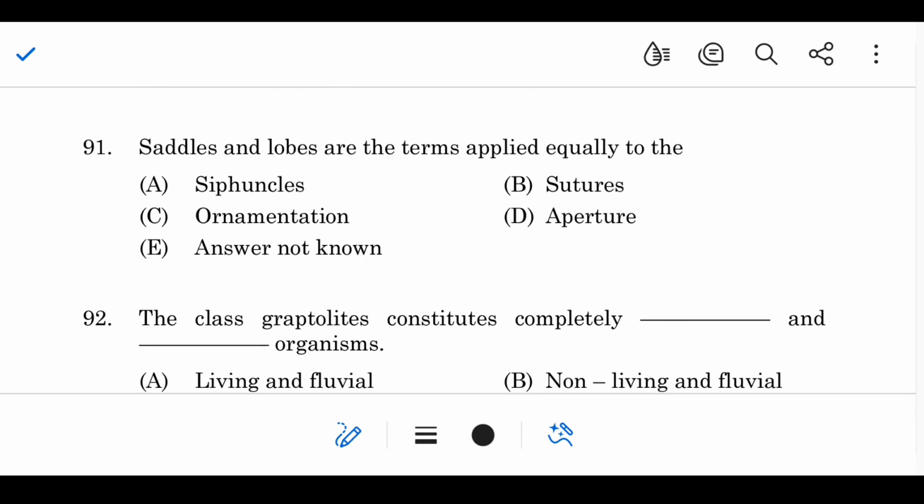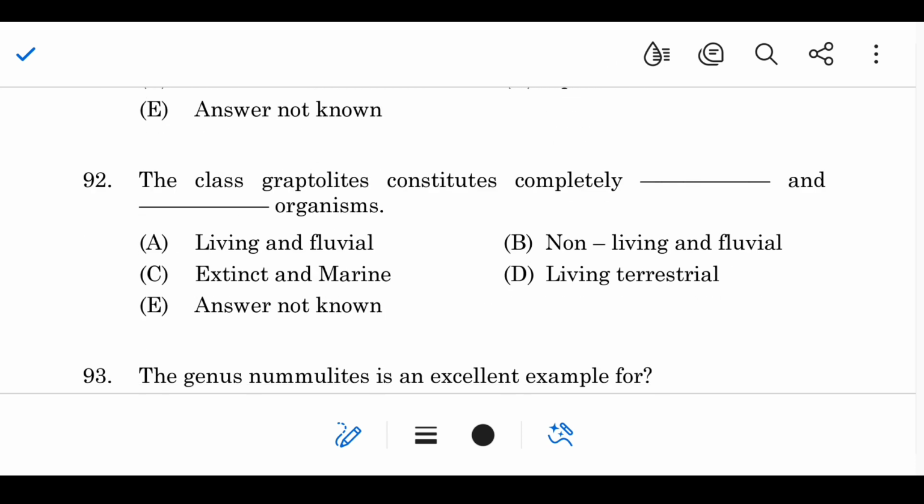Next, saddle and loop are terms applied equally to the sutures. The class graptolites constitute a completely extinct marine organism.